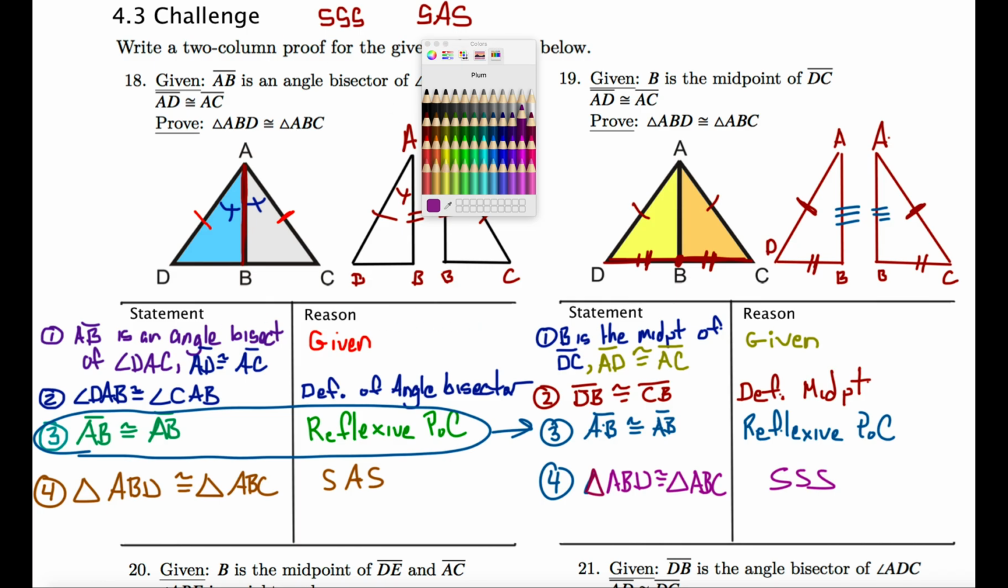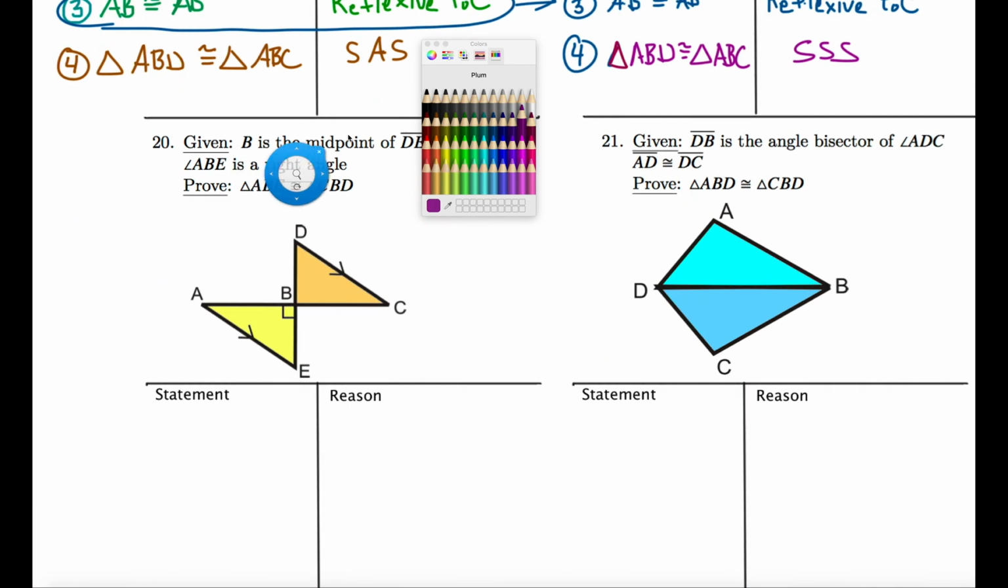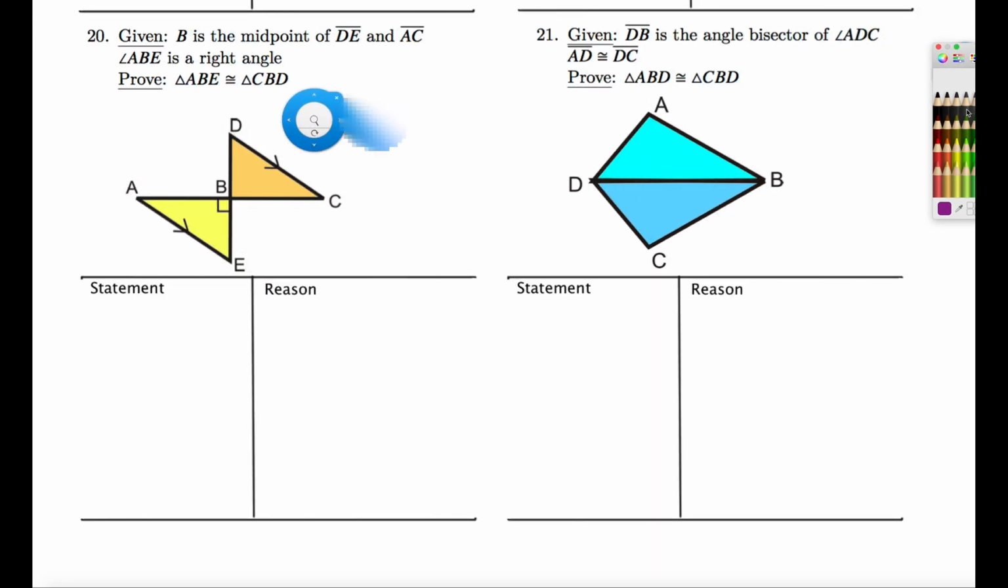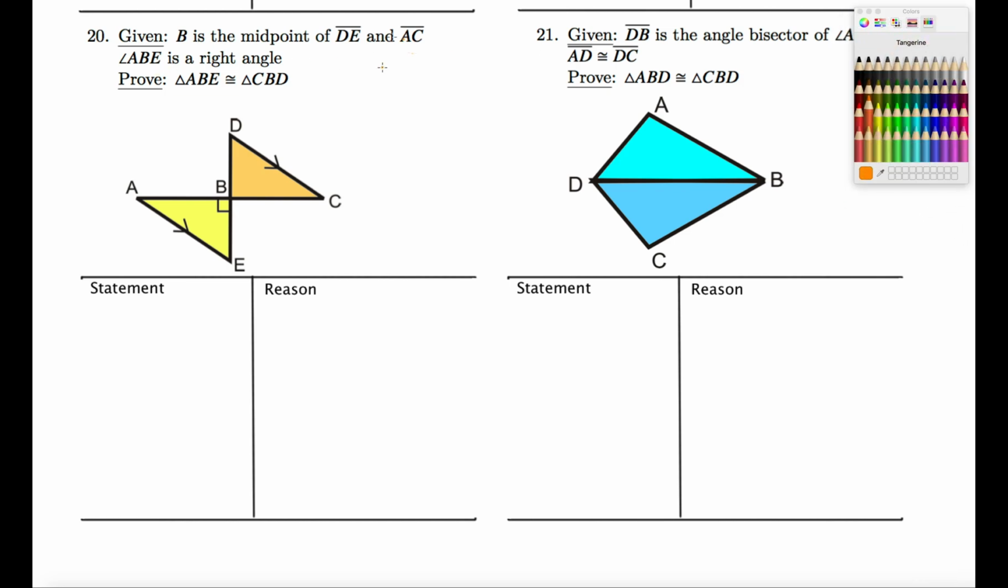Okay, a couple different figures here. Number 20. Given B is the midpoint of segment DE, here's DE right here. B is the midpoint also of AC, that's this one right there. And we get a right angle. ABE is a right angle. All right, prove triangle ABE is congruent to triangle CBD. Okay, the yellow and orange triangles here.